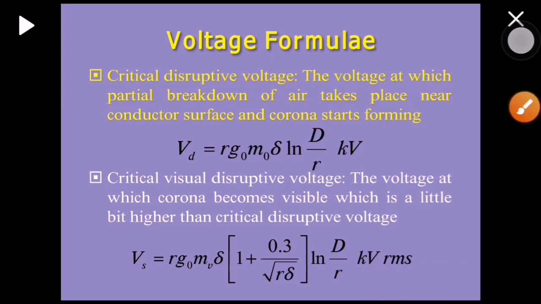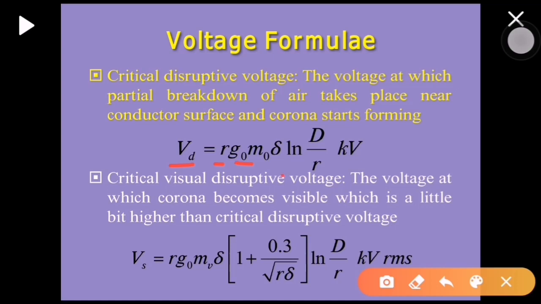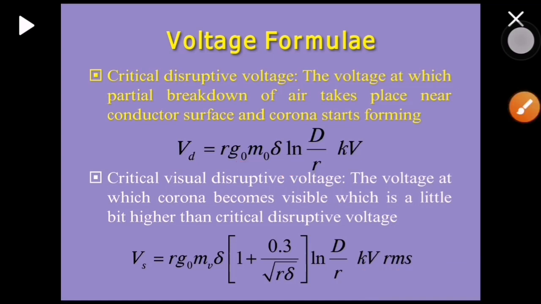Hence, using previously defined equation of the voltage in terms of electric field intensity, radius of the conductor, and distance between the conductors, we can now formulate an equation of critical disruptive voltage Vd as Vd equal to r into G0 into log D by r, kV, it is with respect to neutral, or it is line to neutral value. Here there are two more terms in expression of Vd. One is m0 and the another is delta.